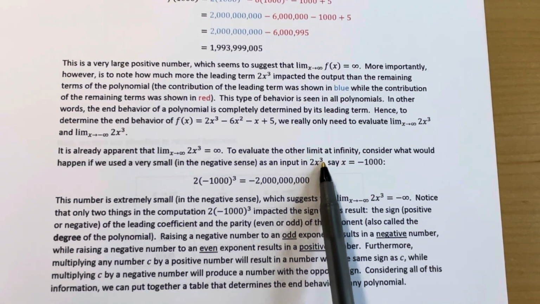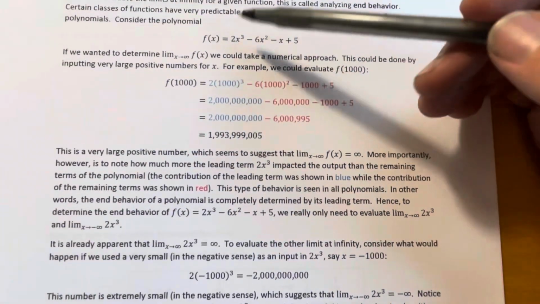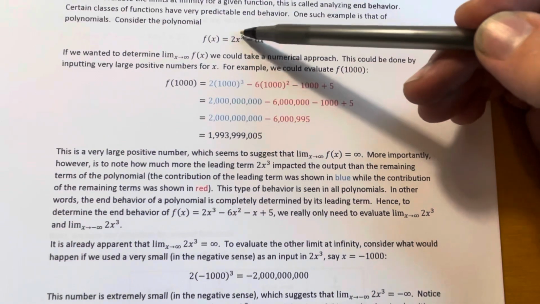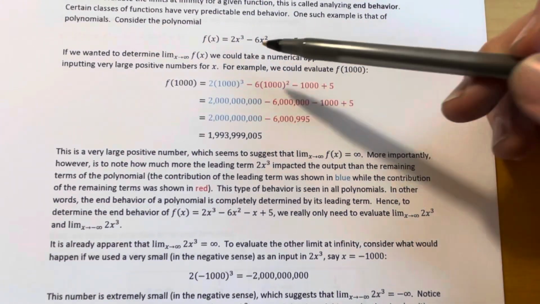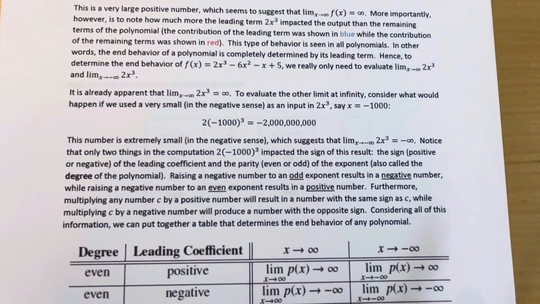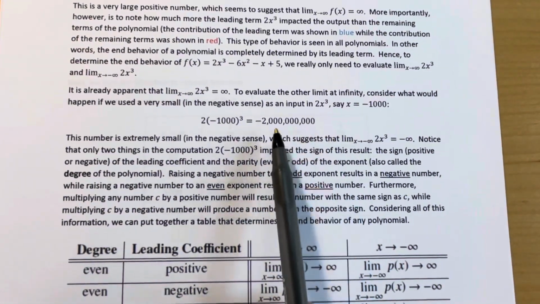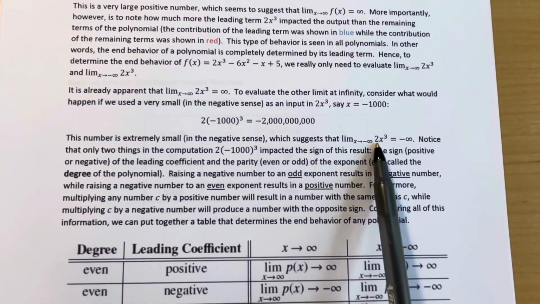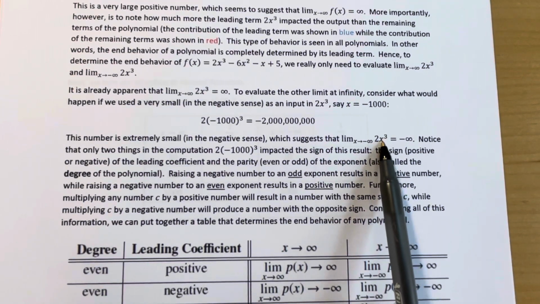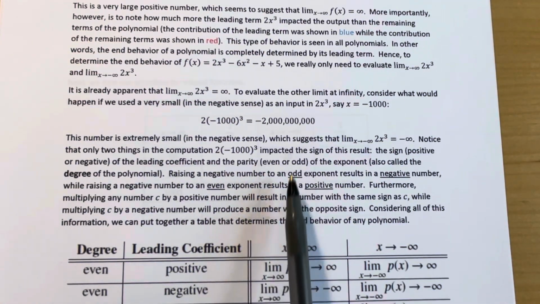That exponent, if it's from the leading term, meaning the term that has the highest exponent, we call that the degree of the entire polynomial. Whatever your largest exponent is, that's what we call the degree of that polynomial. I have that written right here. Okay, so 2 things impact the end behavior of a polynomial: the sign of the leading coefficient and the parity of the degree of your polynomial. The word parity in this sense means if it's even or odd.